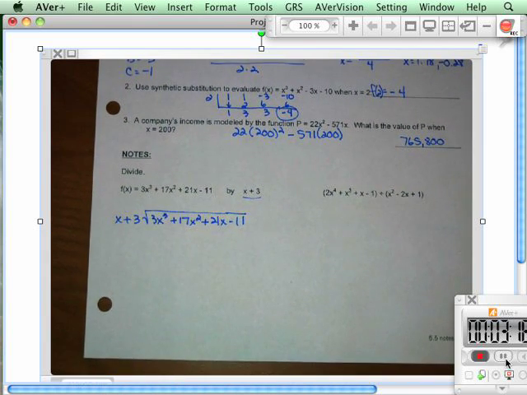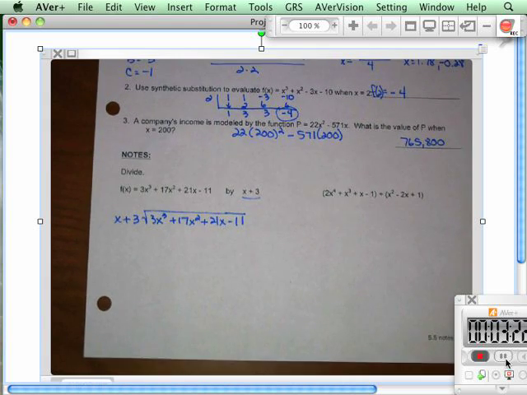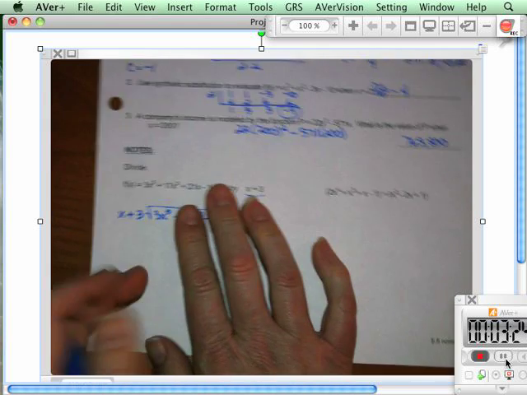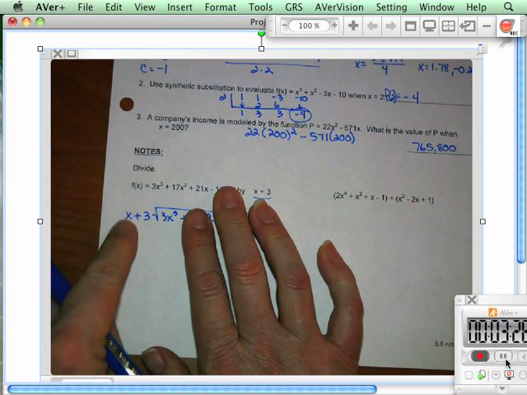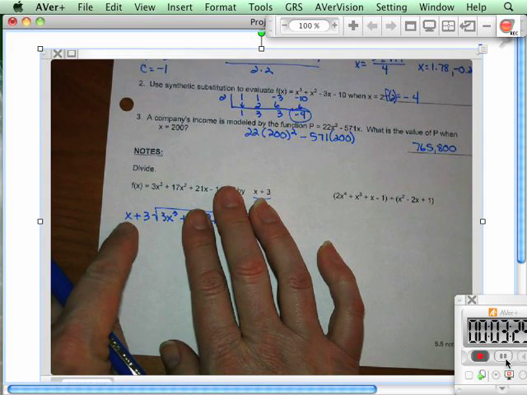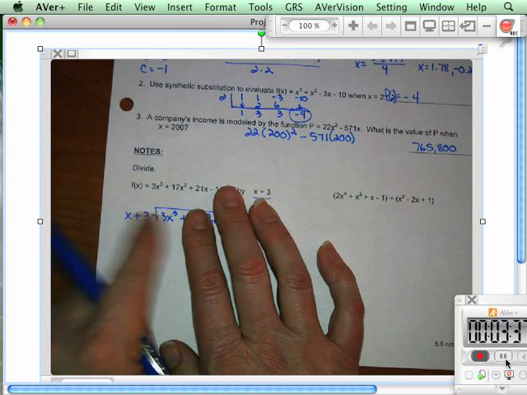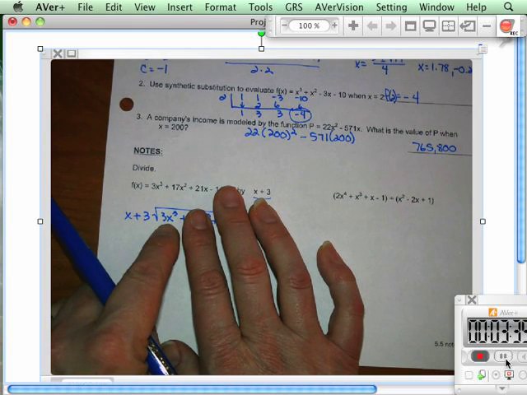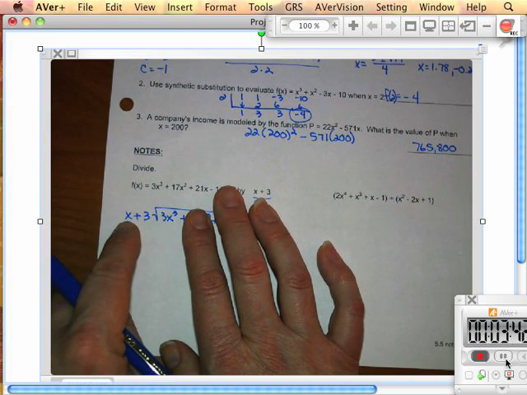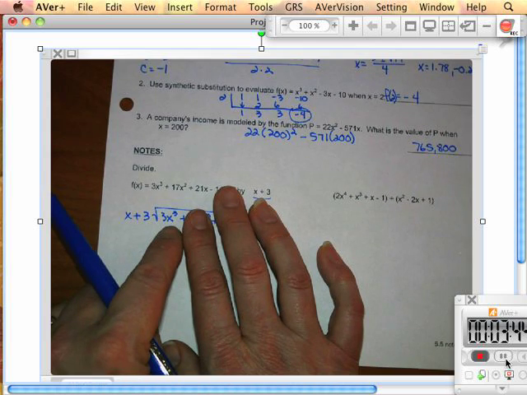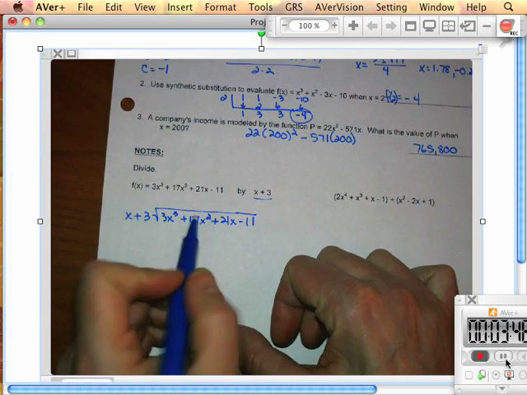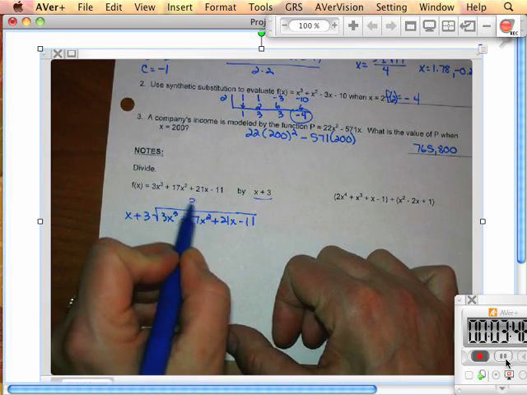All right. This is a little bit different, but it's not too bad. You're going to cover up the rest of this and look at the first term here. You're going to say, what do I have to multiply this first term by so that when I subtract it from this, it'll go away? I need this term to be the same as this, 3x cubed. So I have to multiply x by 3x squared, and I'm going to write that above my x squared term. Just stay with me here for a second.